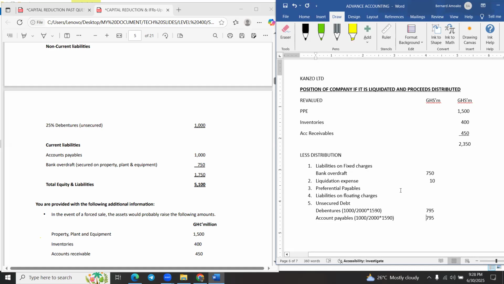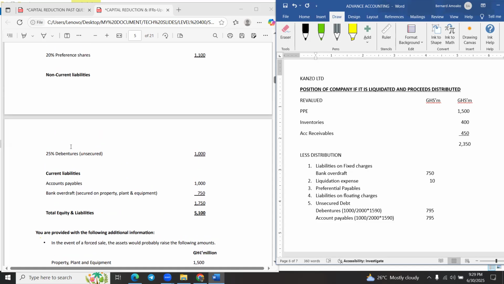All right, so I was just saying that once you are going, you are being mindful. When I did my overdraft and my liquidation expense, there were no preferential payables. There were no liabilities on floating charge. When I got to the unsecured debt, I realized that debentures is 1,000. Now, because they didn't put anything before accounts payable doesn't make it unsecured. It is also unsecured because it is a liability. The focus is to pay off all your liabilities.